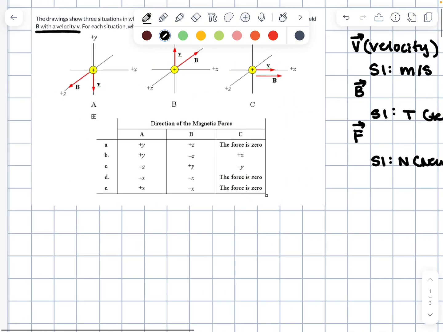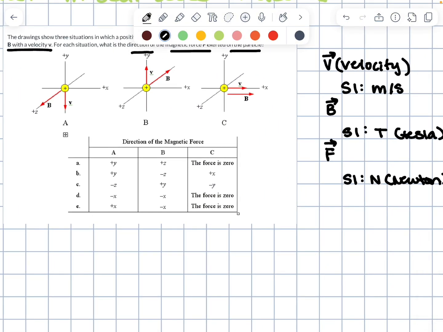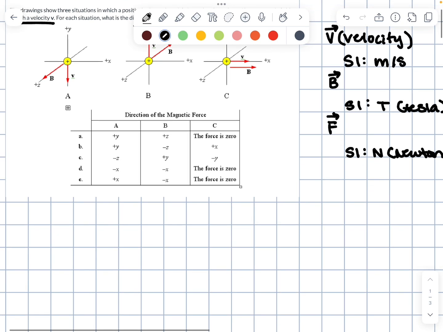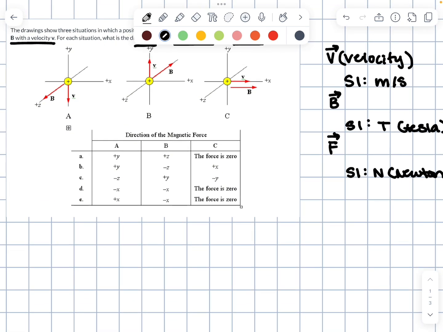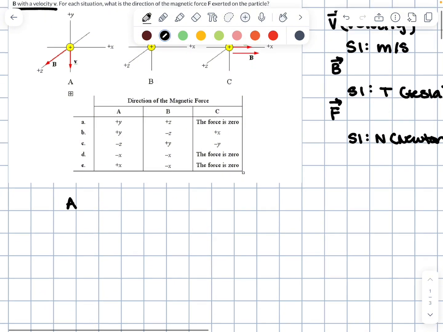Alright, so now that we have that defined, bear with me because I'm going to try to demonstrate the right-hand rule in a drawing, since I'm not able to show my right hand right now. But let's start with A first. So we have this first drawing, and we have our y-axis first, and this is going to be our x-axis. Okay. It's positive y, positive x, and negative x.